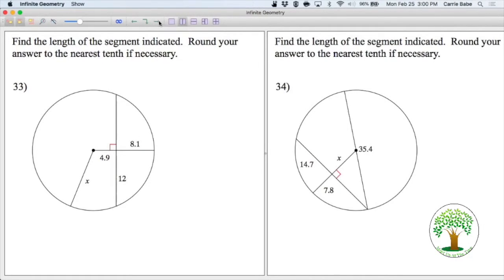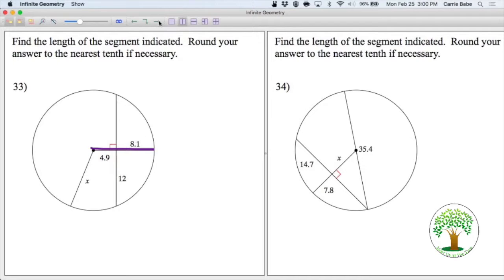33 now. 33? Yes, this is a trick one. Don't let it trick you. It doesn't have to do with anything about being perpendicular. That is a radius. 13. It's 59. 4.9 plus 8.1. Isn't that 13? Yes. Okay, so this right here is the same distance that this is over here, the 4.9 and the 8.1. So don't let it trick you.